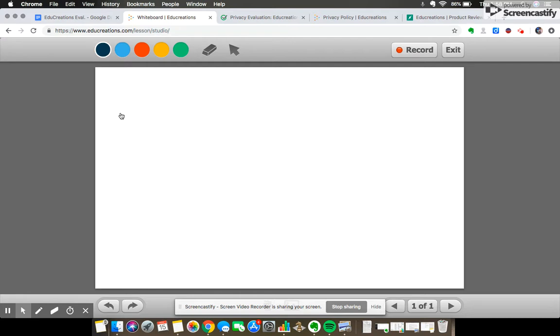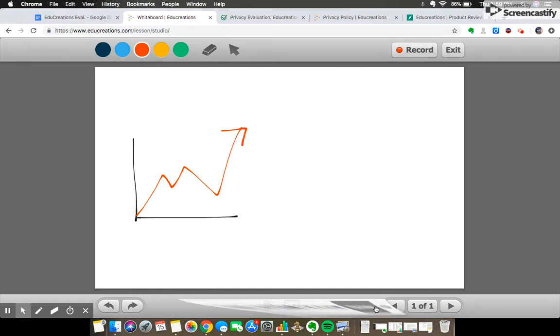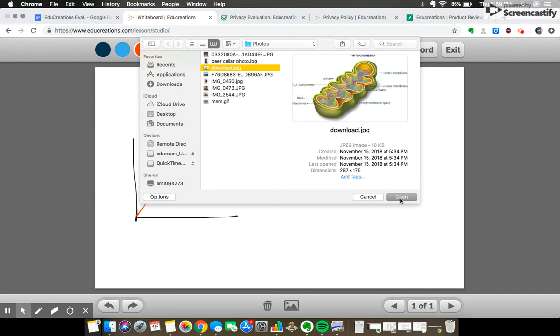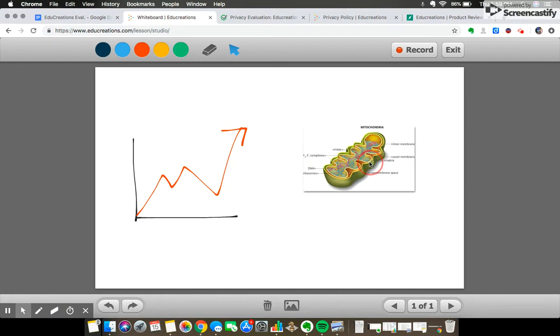So I'm going to draw a little graph here just to demonstrate some uses of the whiteboard. Again, it's pretty straightforward. It's just like any old whiteboard. The other feature is how you can import images. So let's pull up a little mitochondria.